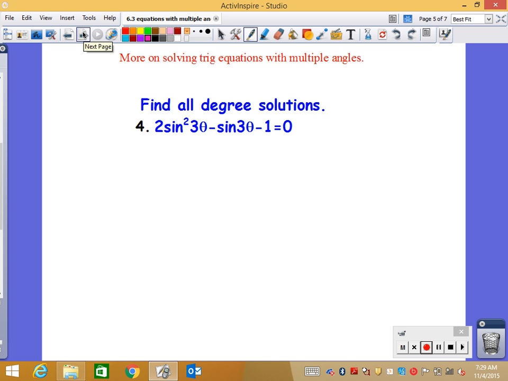Alright. Find all degree solutions, right? All degree solutions means I'm going to have to tack on that 360n at the end. Well, I can factor this. If we want to think of sine of 3 theta to be my x value, my variable, I can factor this.